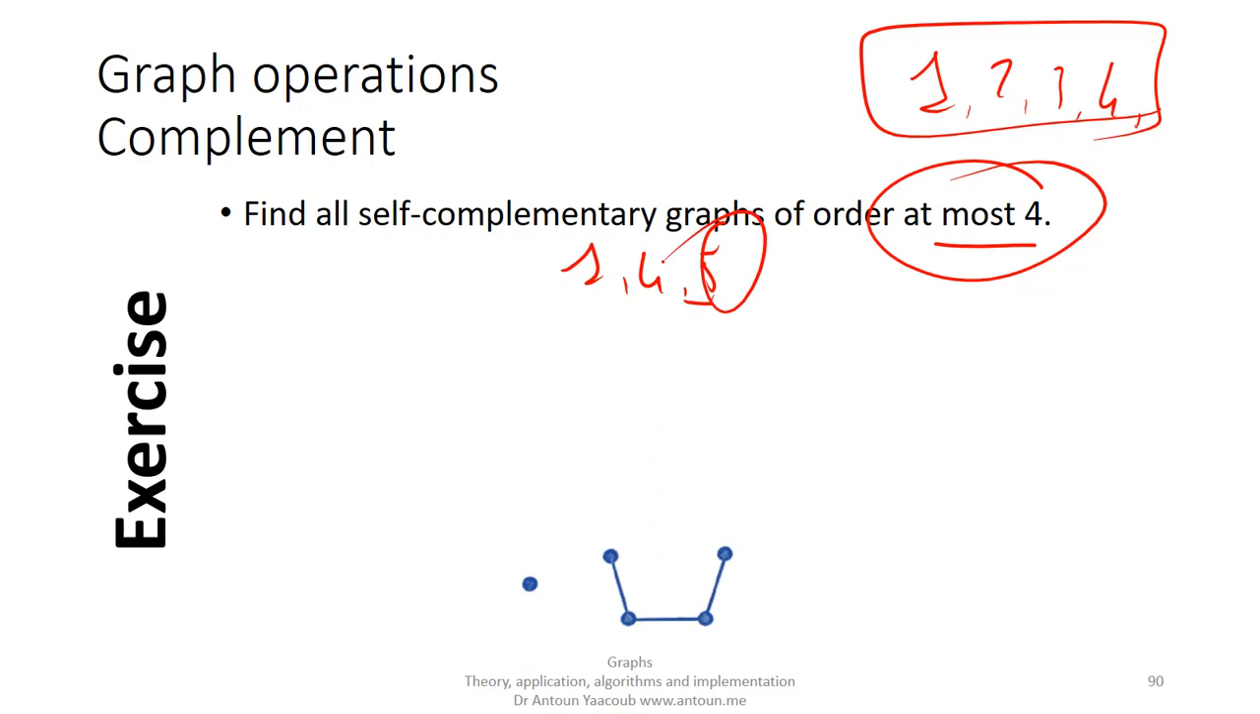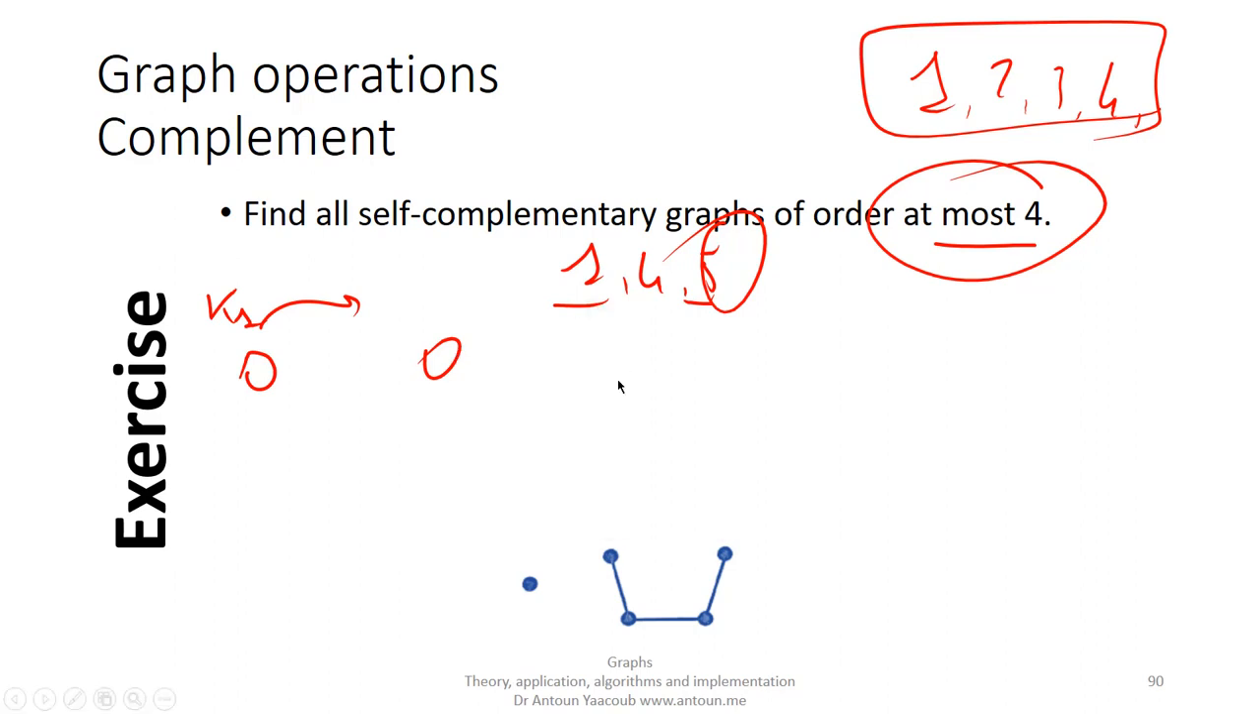So I will tell you at the end what is the number of self-complementary graphs of order 5. We know that if I have order 1, a graph with only one vertex, it's K1. K1 obviously is self-complementary, because if I want to draw its complement, it's the same. So the self-complementary graph of order 1 is only K1.